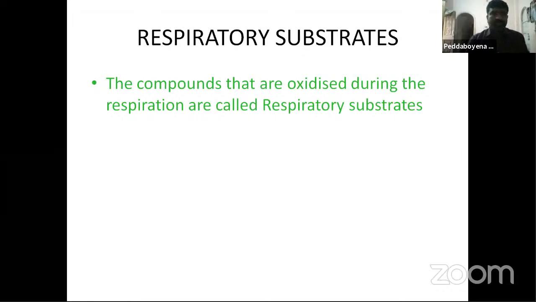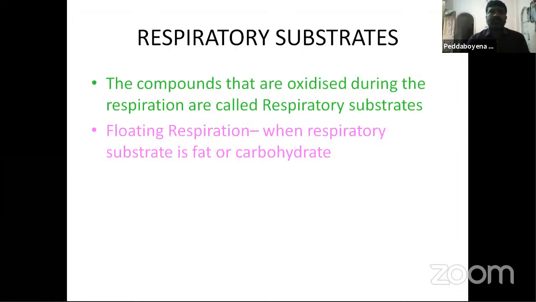Respiratory substrates are the main source. The common respiratory substrate is generally carbohydrates. Based on the respiratory substrate, respiration is classified into two types. One is floating respiration, which is when the respiratory substrate is fat or carbohydrates.